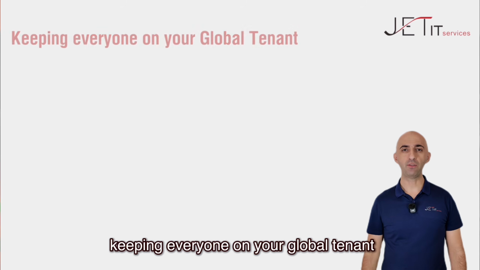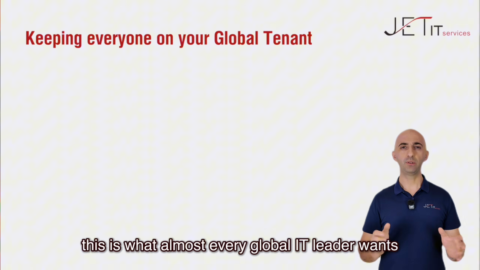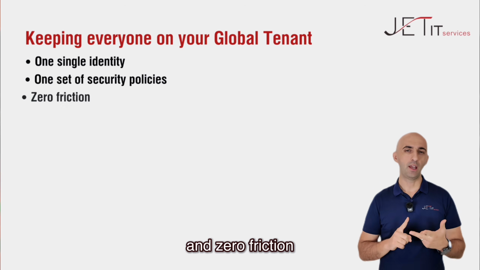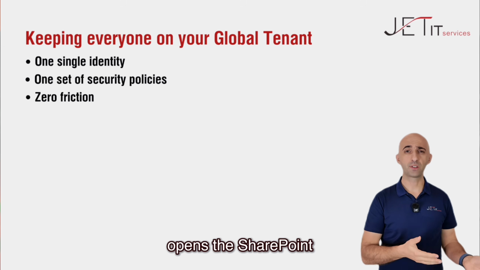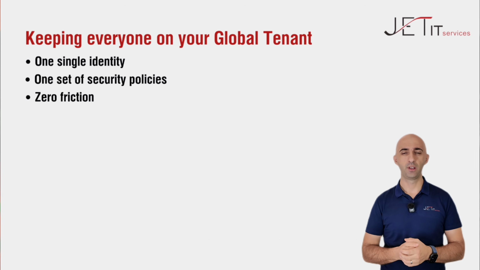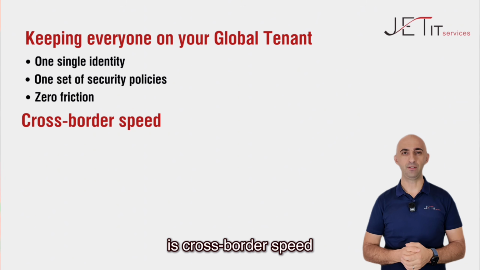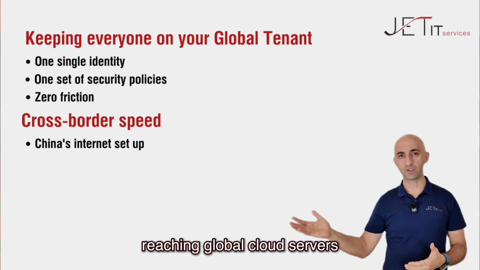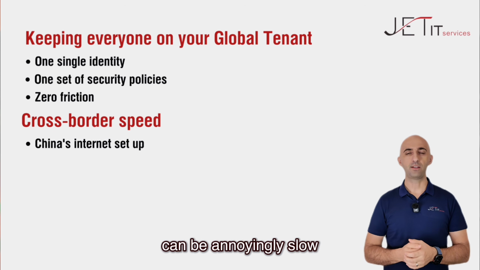First option is keeping everyone on your global tenant. On paper, this is what almost every global IT leader wants. One single identity, one set of security policies, and zero friction. Your team in China logs in, opens SharePoint, jumps on a Teams call, and everything works with your headquarters. But where this usually breaks down in real life is cross-border speed. Because of the China internet setup, reaching global cloud servers over the Chinese standard internet can be annoyingly slow.